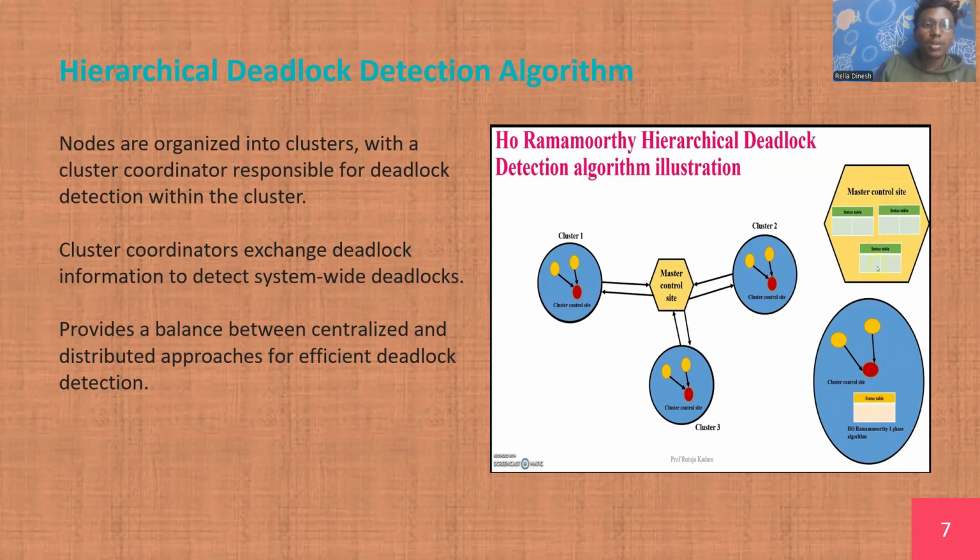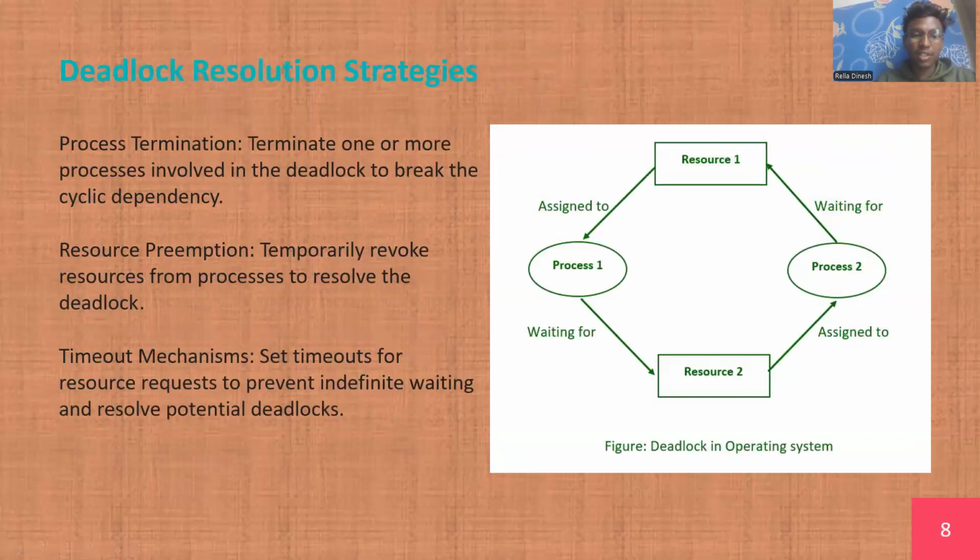Now the hierarchical deadlock detection algorithm. This picture is about the hierarchical deadlock algorithm, which is a combination of distributed and centralized approaches. Nodes are organized in clusters, with a cluster coordinator responsible for deadlock detection within the cluster. Cluster coordinators exchange deadlock information to detect system-wide deadlocks. It provides a balance between centralized and distributed approaches, efficiently detecting and resolving potential deadlocks.